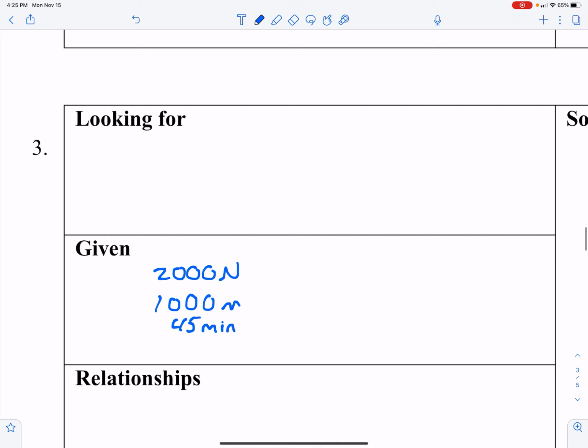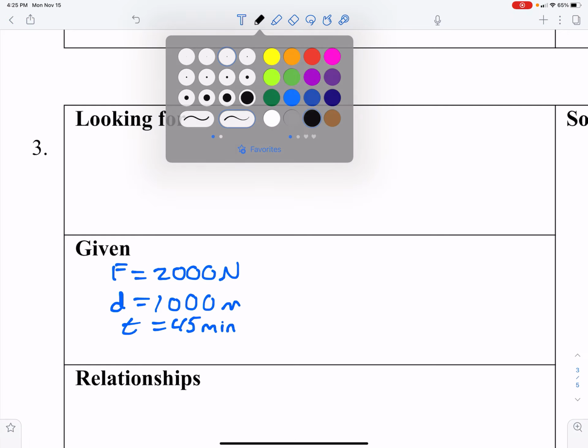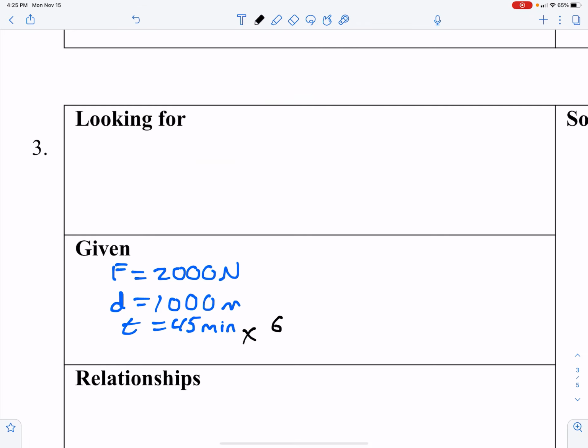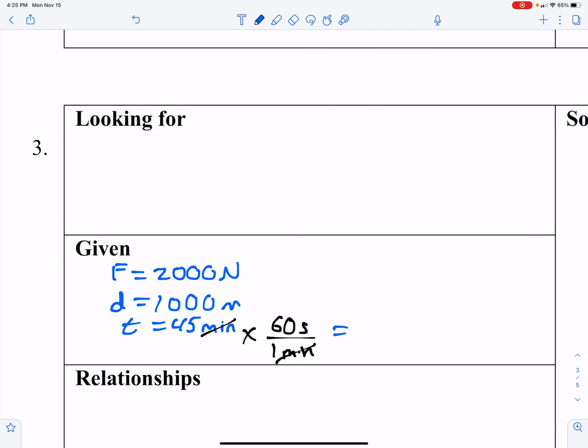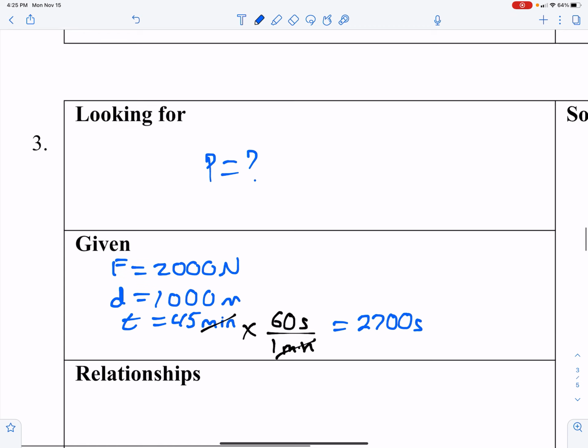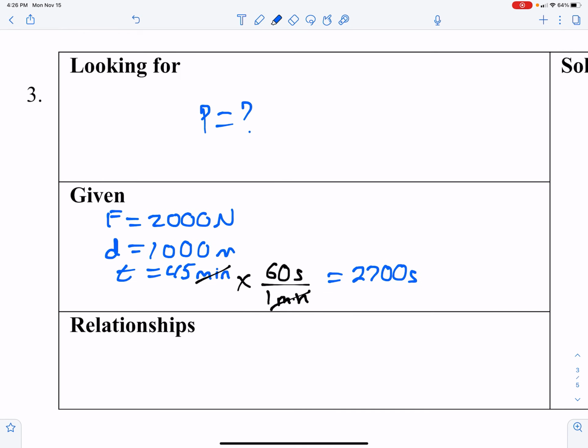Well, that would be the force, that would be the distance, and that would be the time, but it's in the wrong unit. So we're going to multiply by 60 seconds in 1 minute so that the minutes can cancel. Multiplying that, 45 times 60, we get 2,700 seconds.